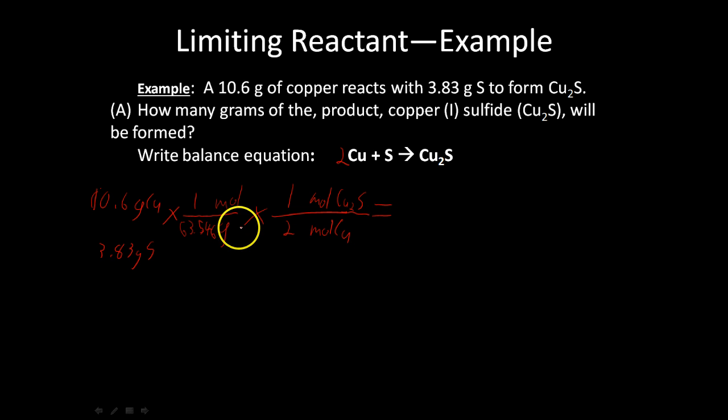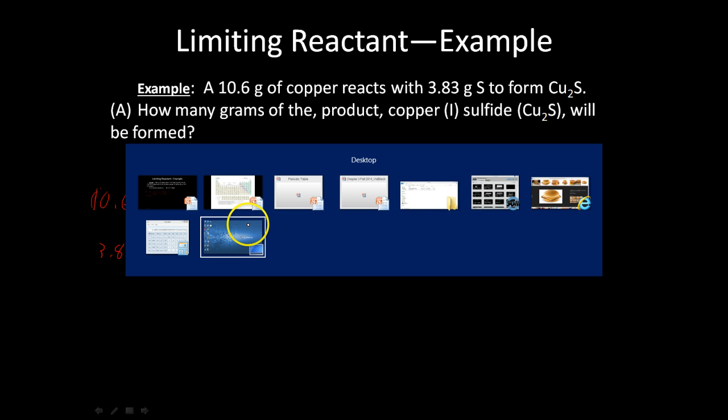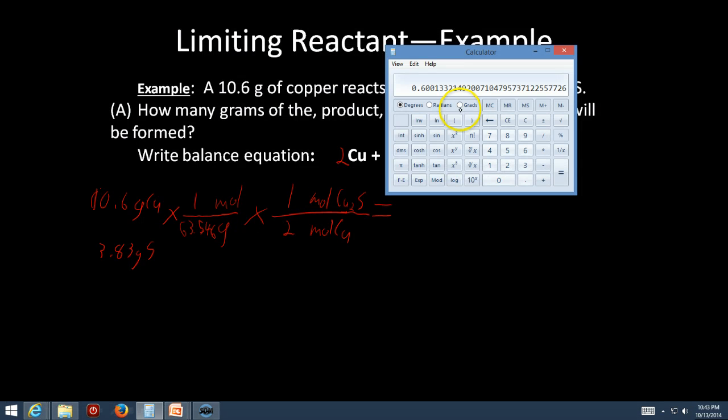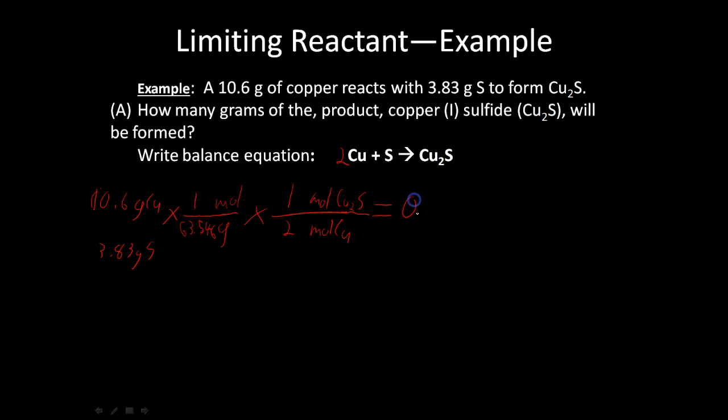Here we go. I'm going to bring up the calculator to put it in. So 10.6 times 1 times 1, so we're not even going to put that in there, divided by 63.5 divided by 2. And the moles would be 0.0835. So 0.0835 moles of copper 1 sulfide.